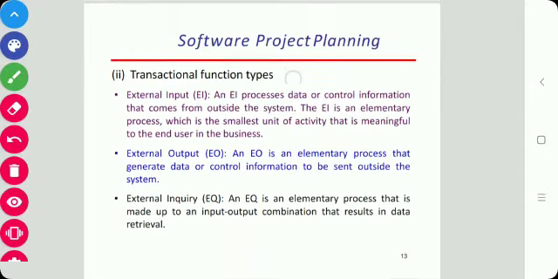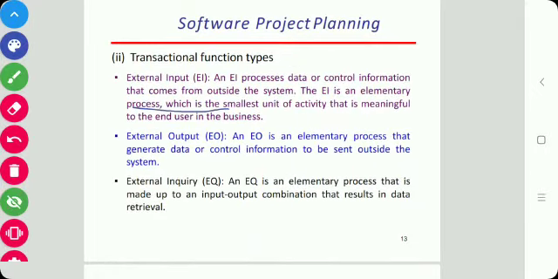Next are the transactional function types. They consist of external input. EI processes data or control information that comes from outside the system. External output means the data or control information that is sent outside the system. And external inquiry means an inquiry is an elementary process made up of an input and output combination, which is used for data retrieval.